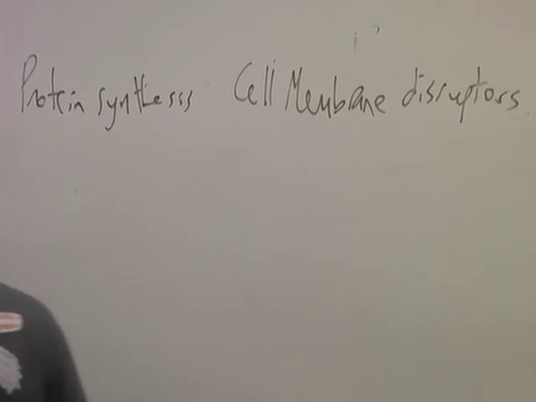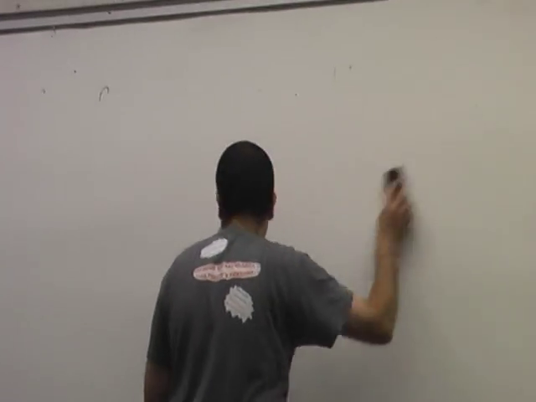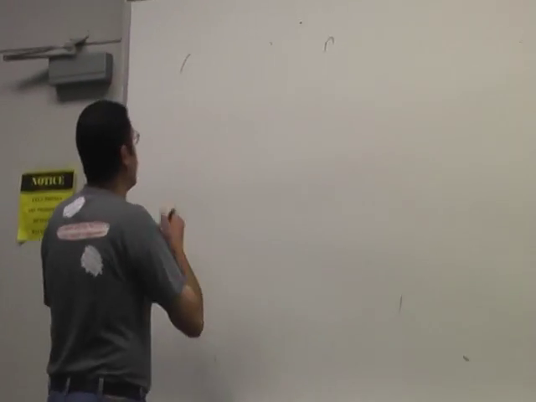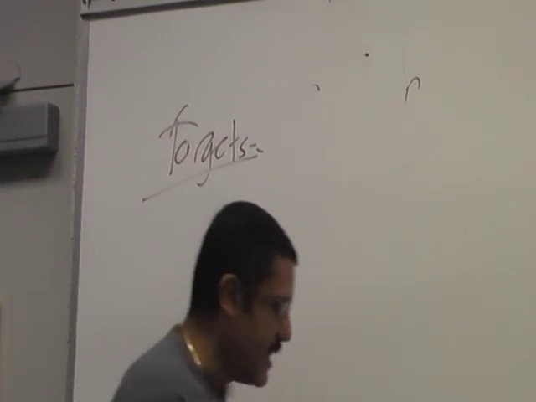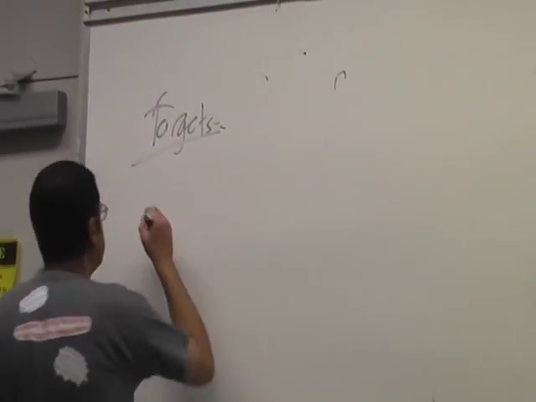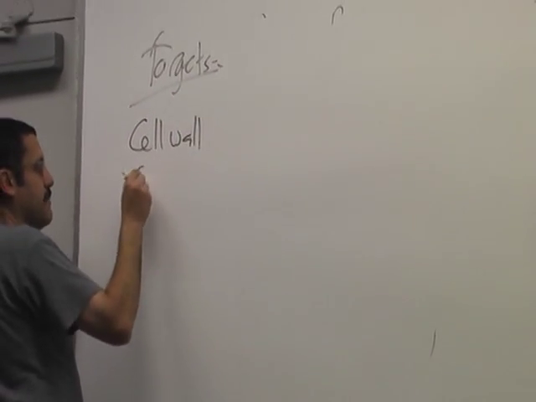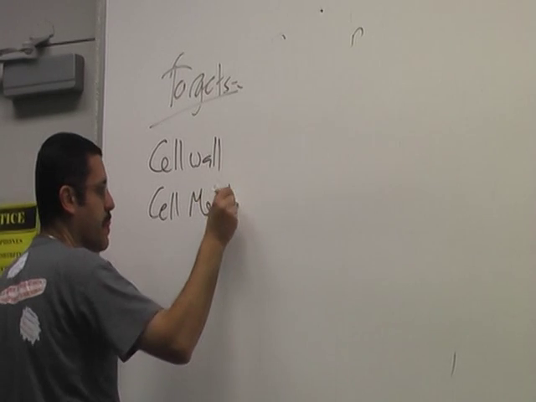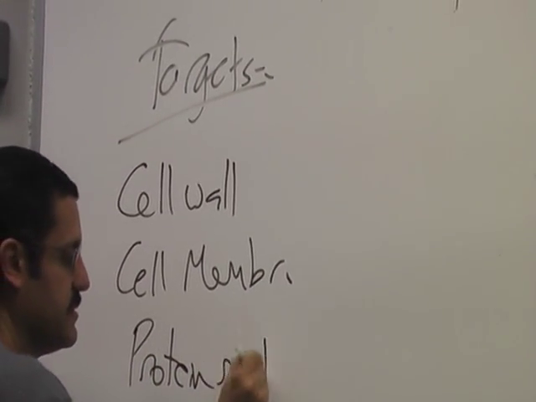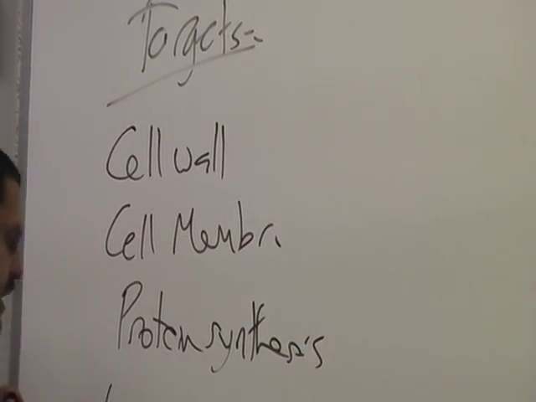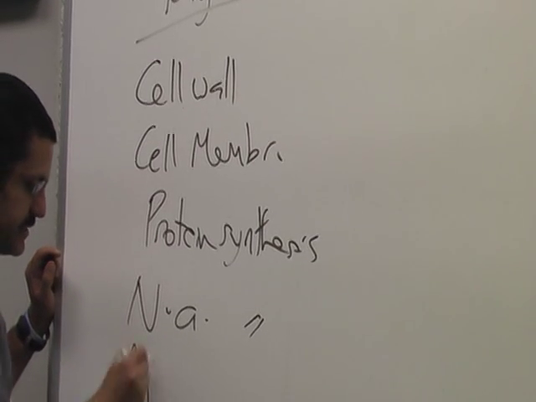In fact, it would have been easier if I just list them. So, know them as targets if you like. Here, the targets. Cell wall inhibition. Cell membrane. Protein synthesis, that is. Nucleic acid synthesis, and anti-metabolites.